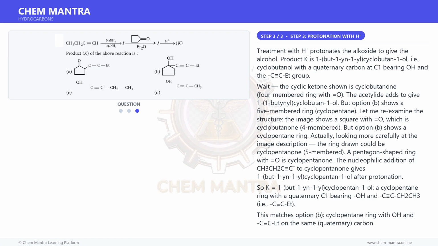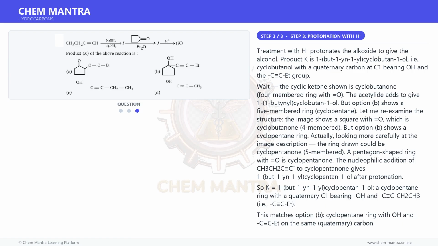Wait, the cyclic ketone shown is cyclobutanone, a 4-membered ring with C=O. The acetylide adds to give 1-butynyl cyclobutan-1-ol. But option B shows a 5-membered ring, cyclopentane. Let me re-examine the structure. The image shows a square with C=O, which is cyclobutane, 4-membered. But option B shows a cyclopentane ring. Actually, looking more carefully at the image, the ring drawn could be cyclopentanone, 5-membered. A pentagon-shaped ring with C=O is cyclopentanone.